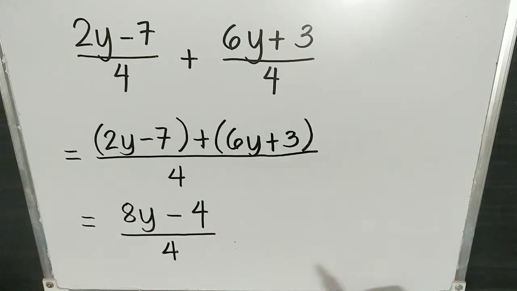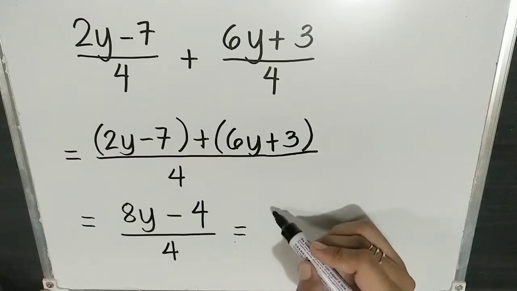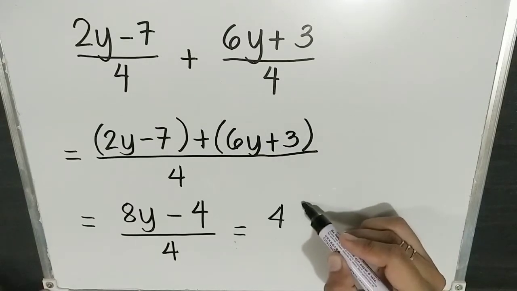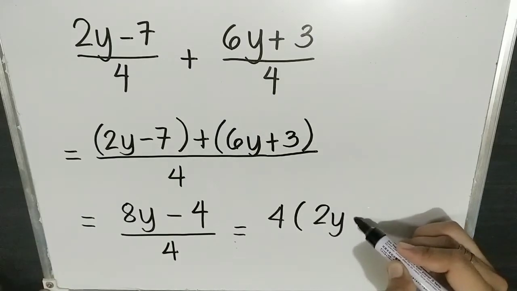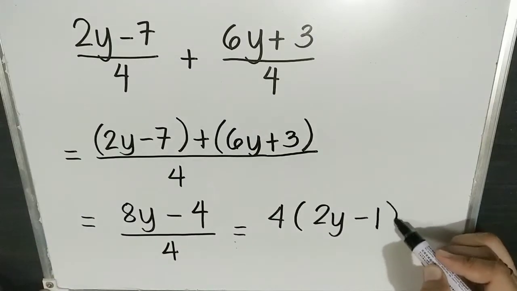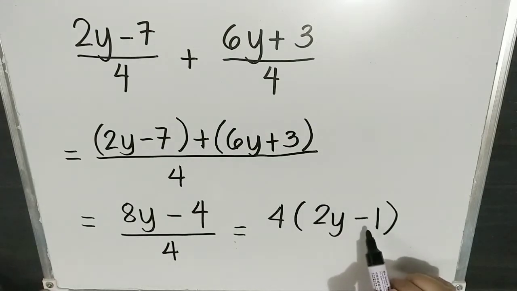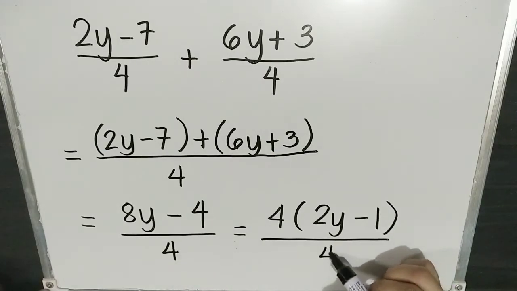Okay, so as you can see, the numerator can be factored out using the greatest common monomial factor. So let's factor this 8y minus 4. So the greatest common monomial factor of this expression is 4. Then the other factor, we have 2y minus 1. Okay, let's check. 4 times 2y, that is 8y. 4 times negative 1 is negative 4, all over 4.